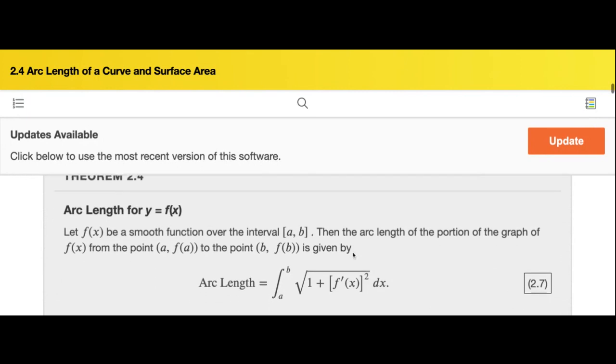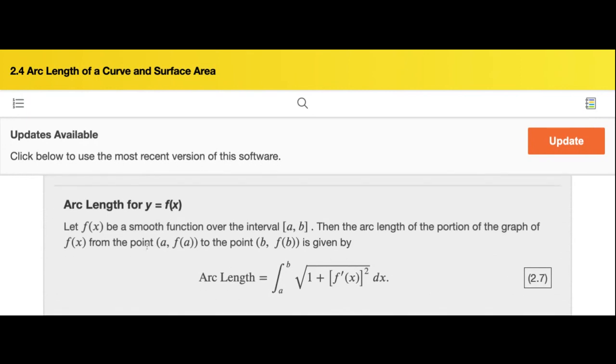Let's see an example. Arc length: f is a smooth function. What does smooth function mean? Smooth function means in the interval AB, at every point we can take a derivative. The derivative exists, so that means smooth function. Over the interval, the arc length of the portion of the graph from the point A comma f of A to B comma f of B is this: the integral from A to B of the square root of 1 plus the derivative of the function squared.